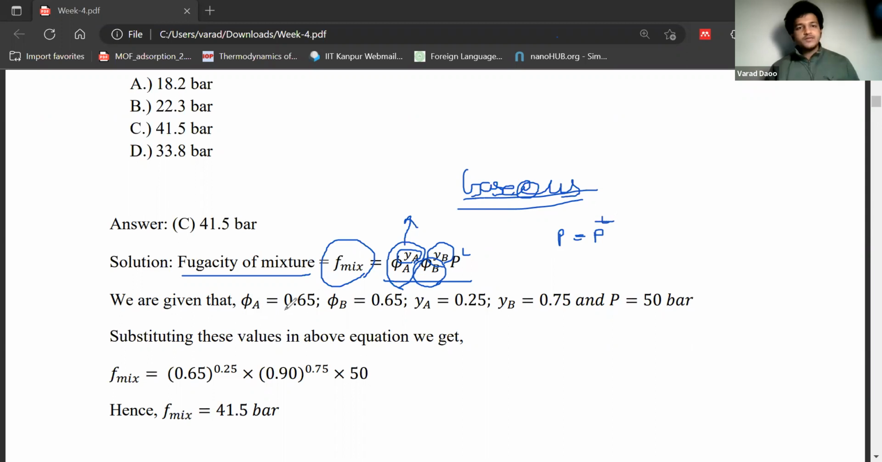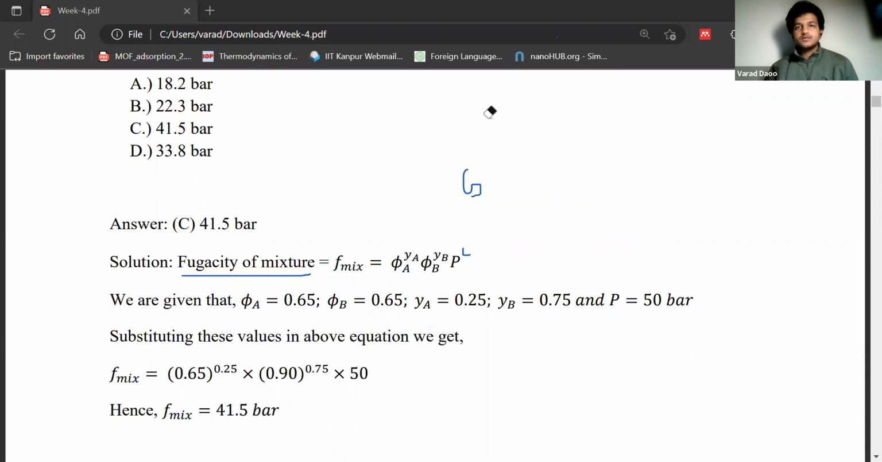We are already given that phi A is 0.65, phi B is 0.9, yA is 0.25, and yB is 0.75, and we are also given the total pressure. So we just have to substitute these known values into this expression.